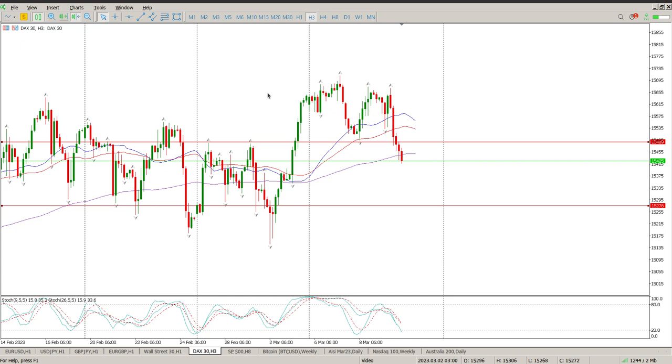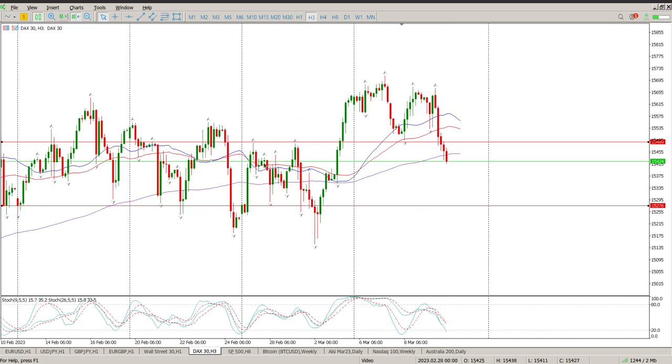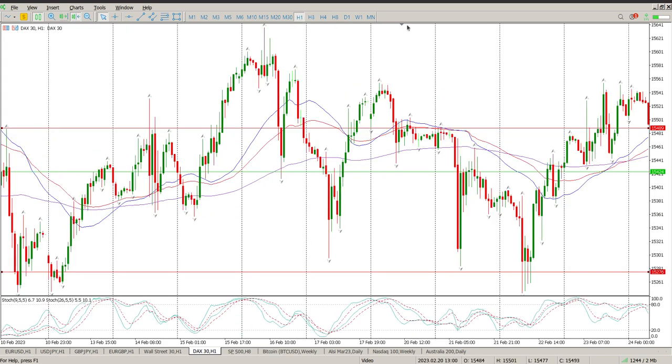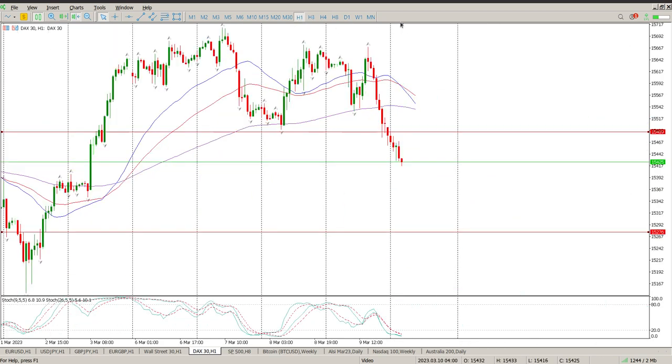But if we start looking at the 3-hour, above the moving averages, we're now heading below the moving averages. The picture is not really changing. If you look to the left, over the last couple of weeks, above and below the moving averages. So if we drop down to the hour, it's going to be even clearer. So above the moving averages, below the moving averages.